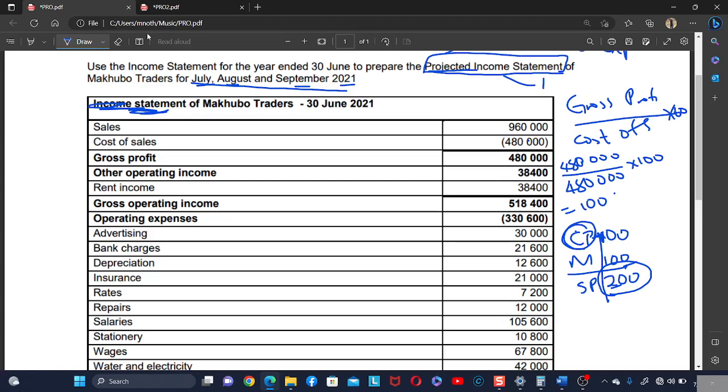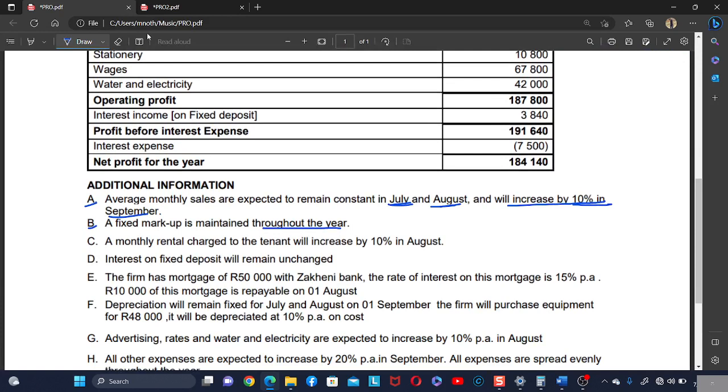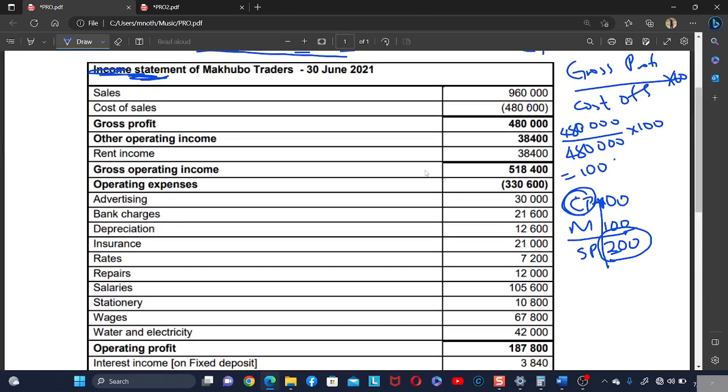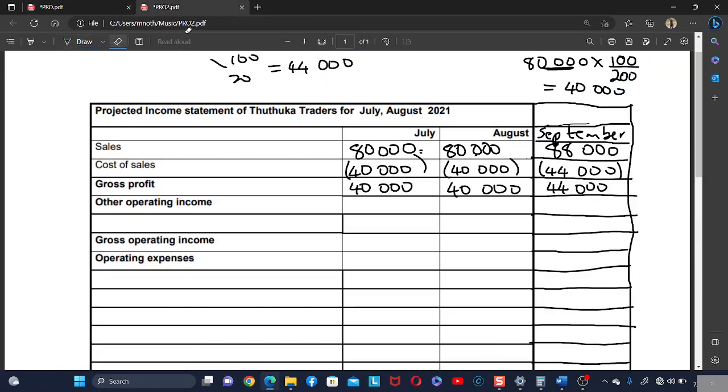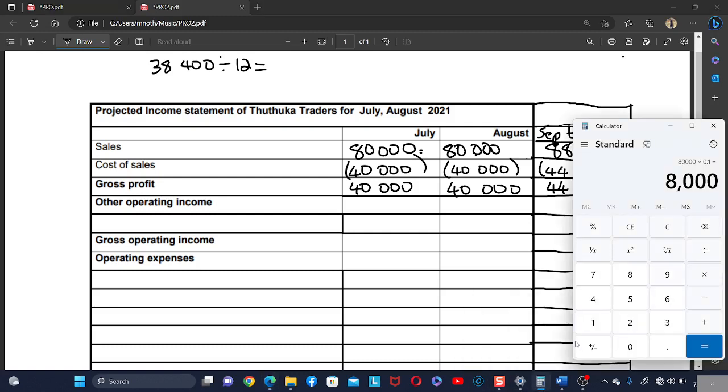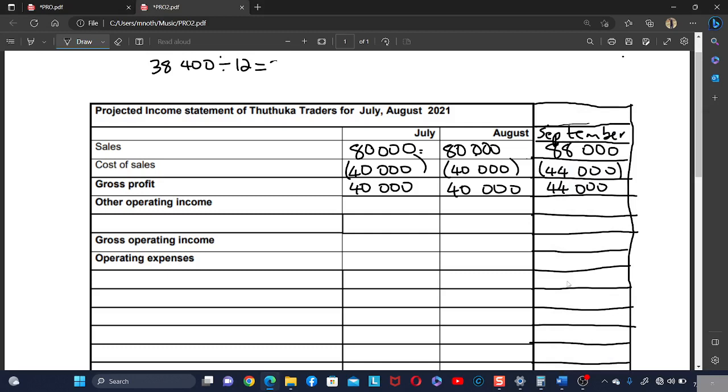The next one. A monthly rental charge to a tenant will increase by 10% in August. Monthly rental. How much is the rent income? The rent income given here is 38,400. Let's erase this. 38,400. So we want to know how much is the rent per month. Remember, I said that you must divide these amounts of the previous year income statement by 12. So we have 38,400 divided by 12, which is equal to 3,200.